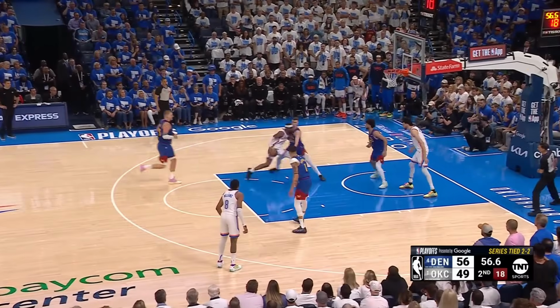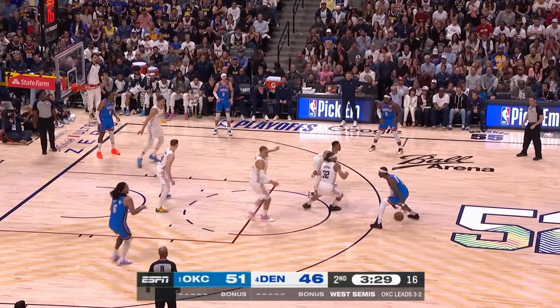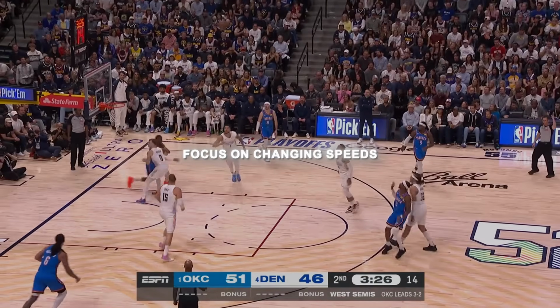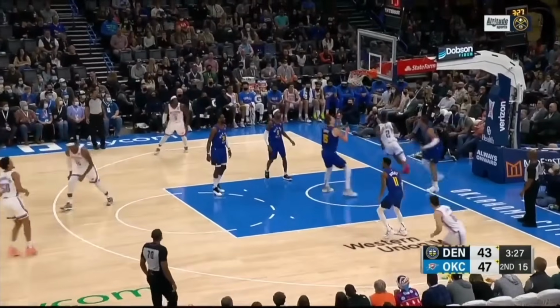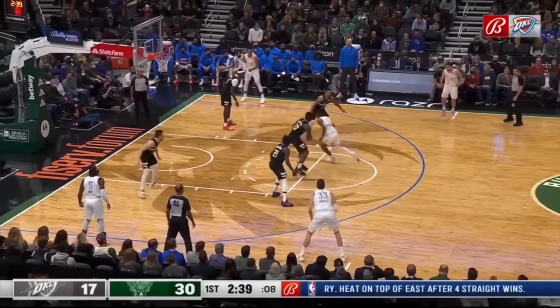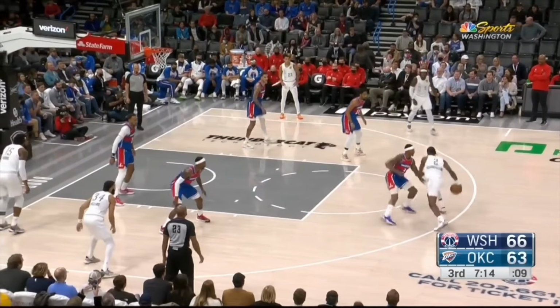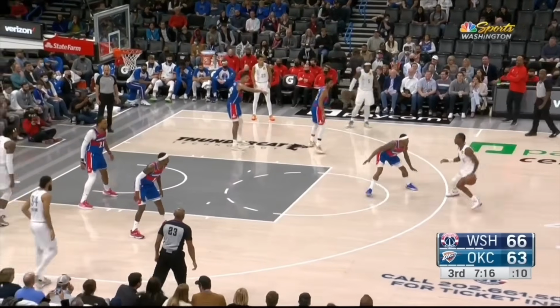If you're trying to replicate this in your own game, don't just work on flashy moves. Focus on changing speeds. Practice slowing down your dribble, then suddenly accelerating. Try walking into a move and exploding out. Defenders can handle fast. What they can't handle is rhythm that they can't read.